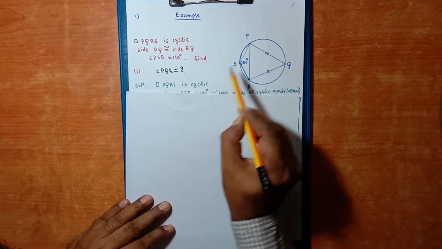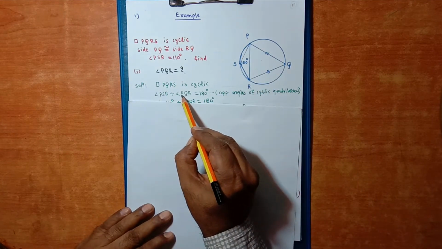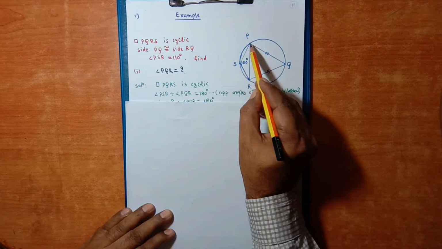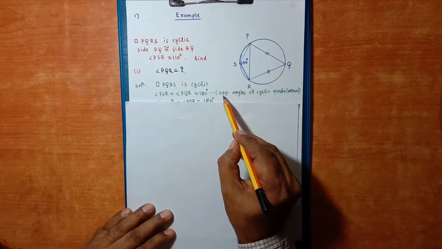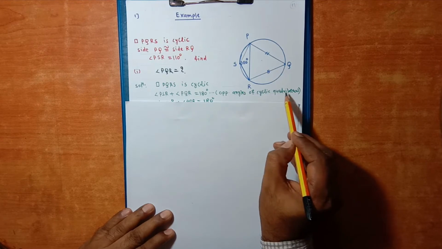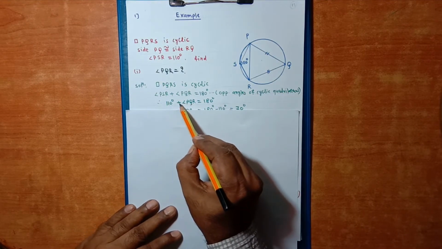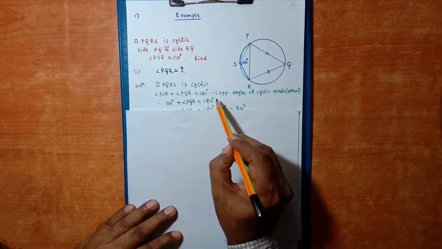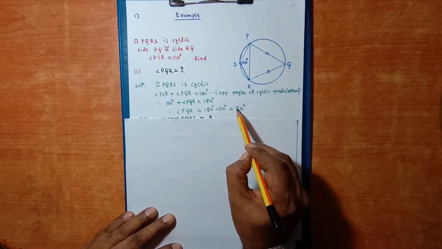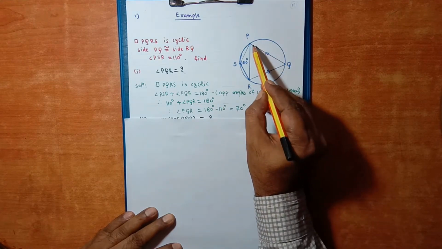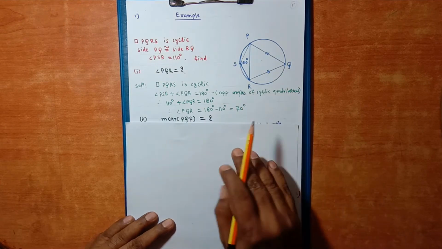Quadrilateral PQRS is cyclic. Angle PSR plus angle PQR is 180. The reason is opposite angles of a cyclic quadrilateral. Now the measure of angle PSR is 110, plus angle PQR is 180. So angle PQR is 180 minus 110, which is equal to 70 degrees. So the measure of angle PQR is 70 degrees.